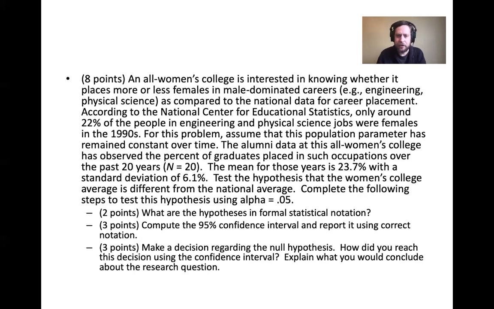You will likely have to do a confidence interval problem on your final test. So this is definitely giving you practice for something you'll have to do by yourself on the test later. Okay.